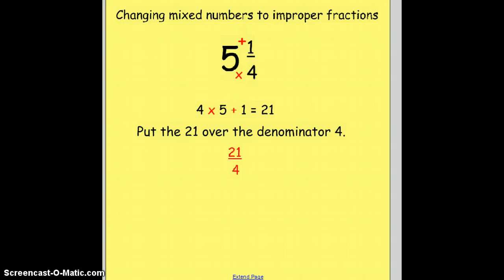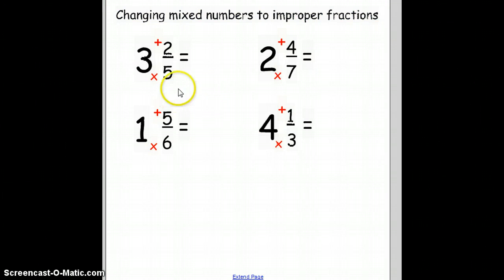All right, let's move on. Now, you are going to practice these with me. Okay, so 5 times 3, let's just do it with me, is 15, and 15 plus 2 gives us 17. Oh, that's a very crooked one, isn't it? 17/5. Notice that I'm keeping my denominator. All right, let's go to our next one.